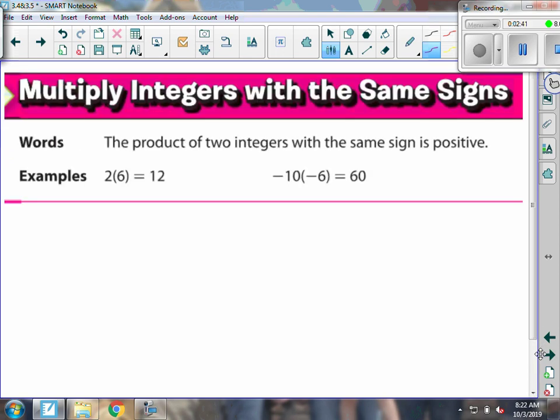Now we're going to move on to if we have an even number of negatives. The product of two integers with the same sign is positive. You should already know a positive times a positive is positive. A negative times a negative is going to give us a positive, because those negatives cancel out. The same thing holds if it's 4 negative numbers or 6 negative numbers. If there's an even number of negative numbers, our answer is going to be positive.